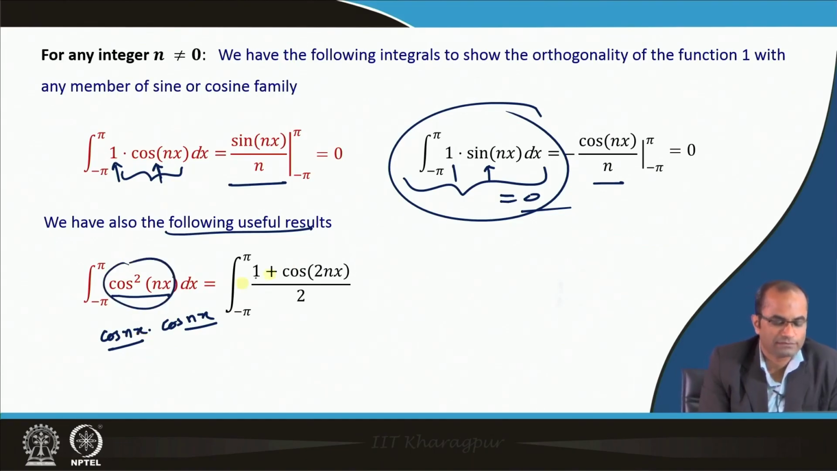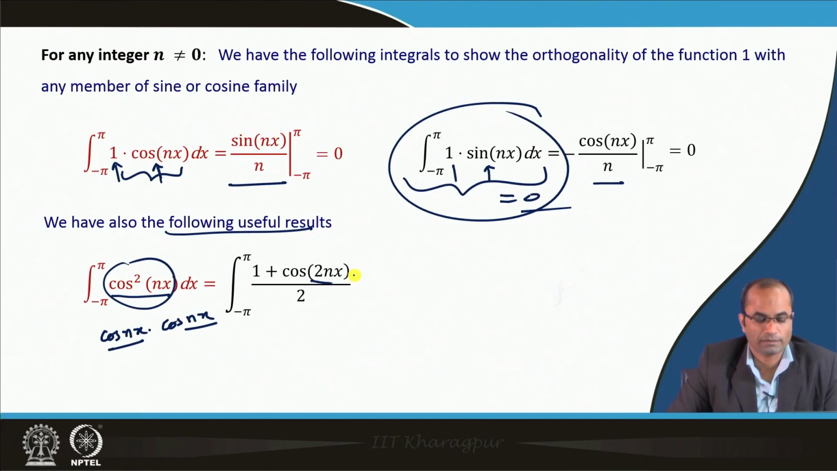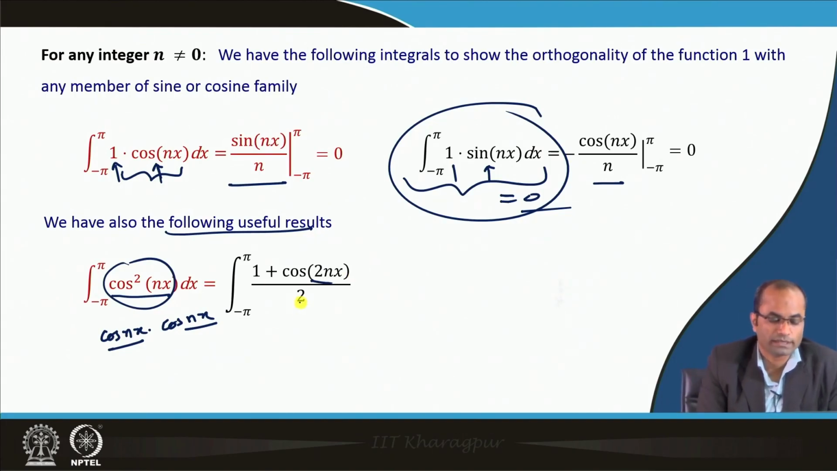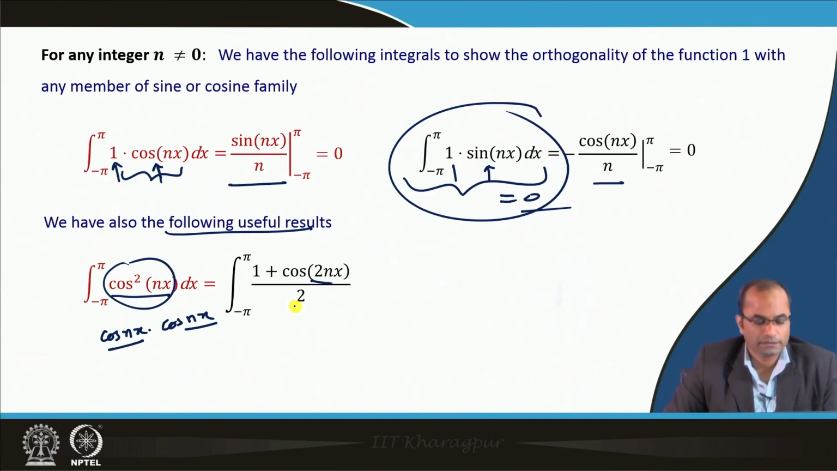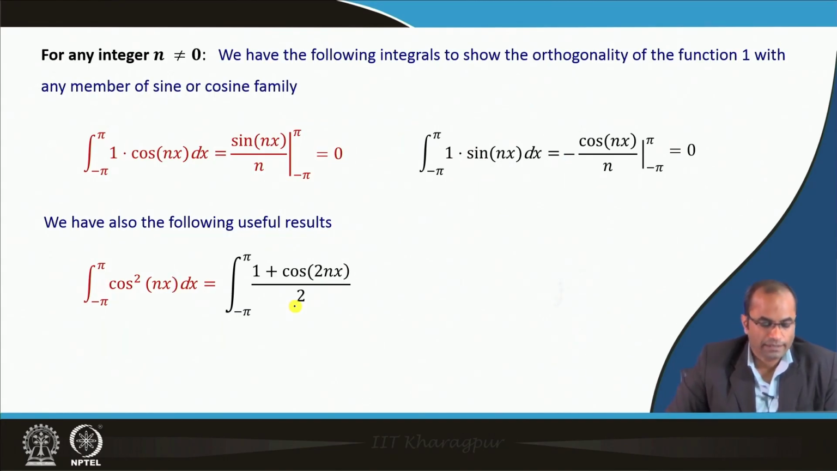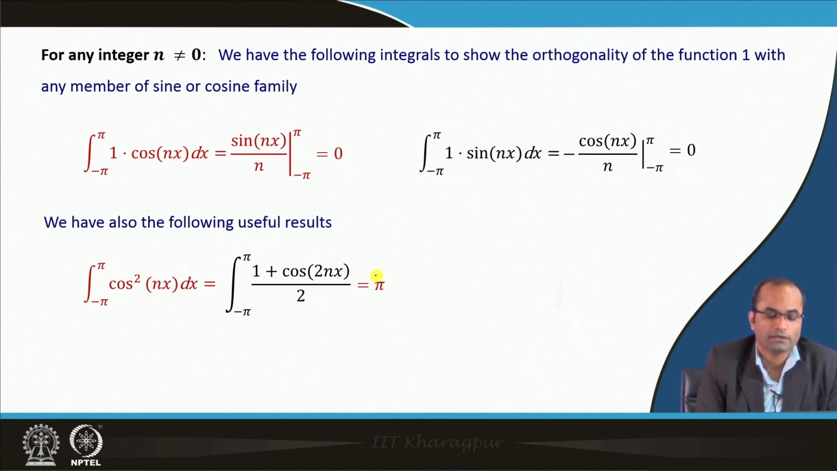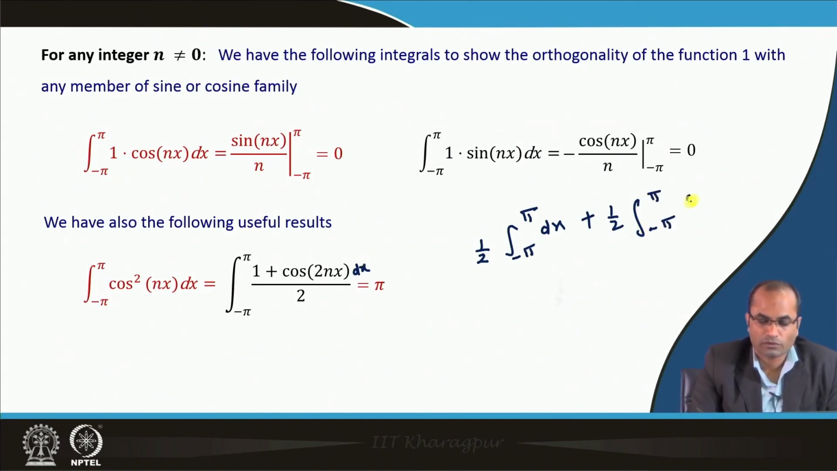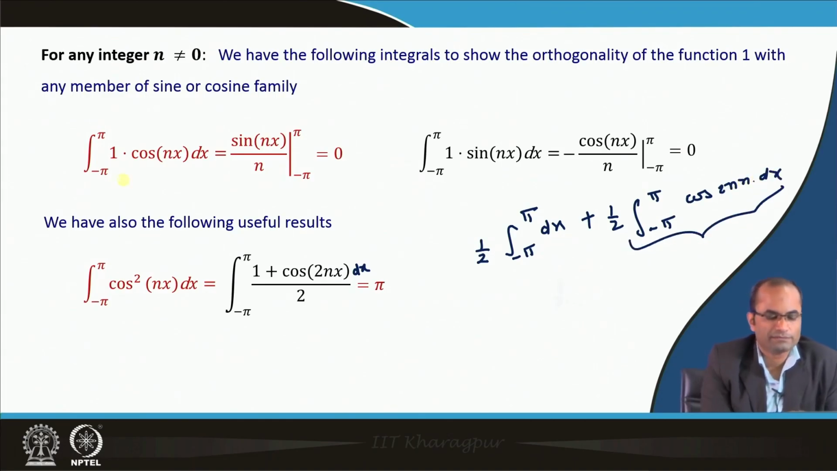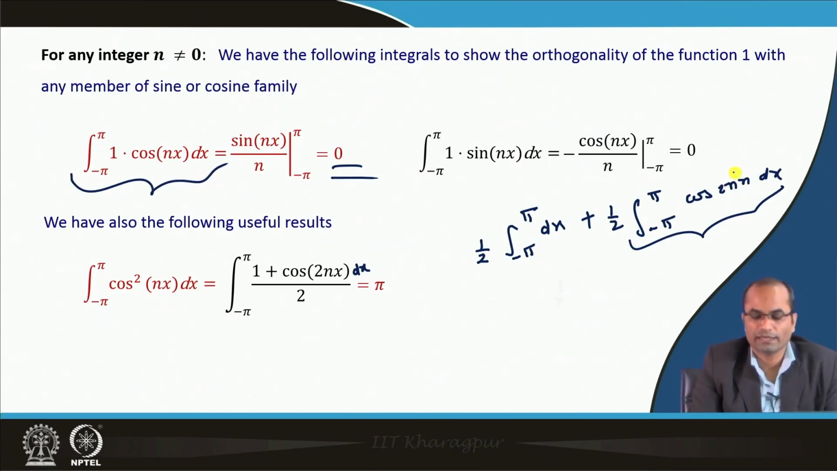So, this cos squared nx we can convert using the double angle 2nx. So, 1 plus cos 2nx by 2 with the trigonometric identity, we have this result, and then this value comes to be pi. How pi? The first integral is half times the integral from minus pi to pi of dx. And the second one, plus again half, we have the integral from minus pi to pi of cos 2nx dx. This cos 2nx dx we have just seen above is going to be 0 with any number n.